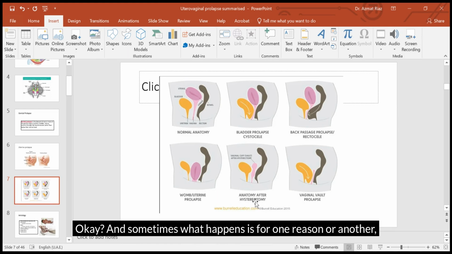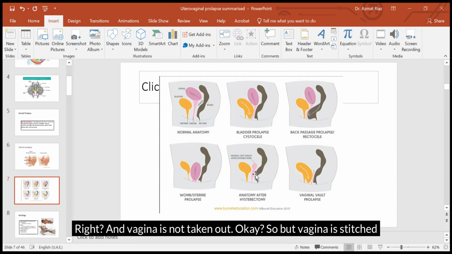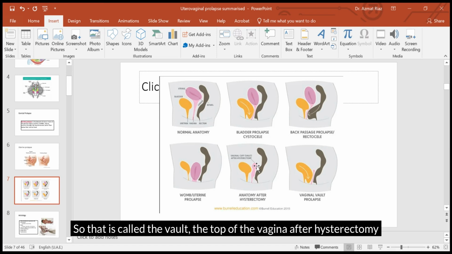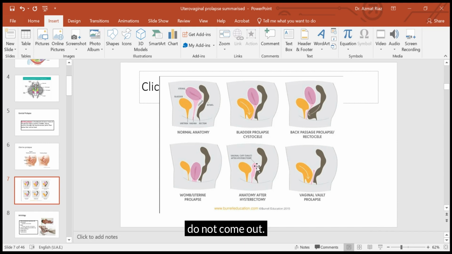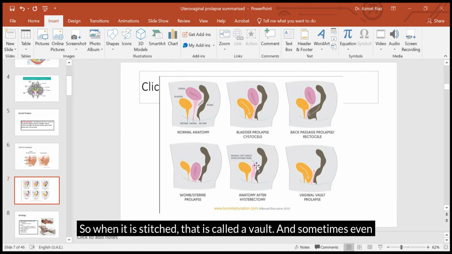Sometimes what happens is, when the uterus is removed at hysterectomy, the cervix and uterus are removed, but the vagina is still left behind. The vagina is not taken out, but it is stitched at the top. That is called the vault, the top of the vagina after hysterectomy when it is stitched. And why is it stitched? So that the intestines do not come out through the vaginal opening. So when it is stitched, that is called a vault.